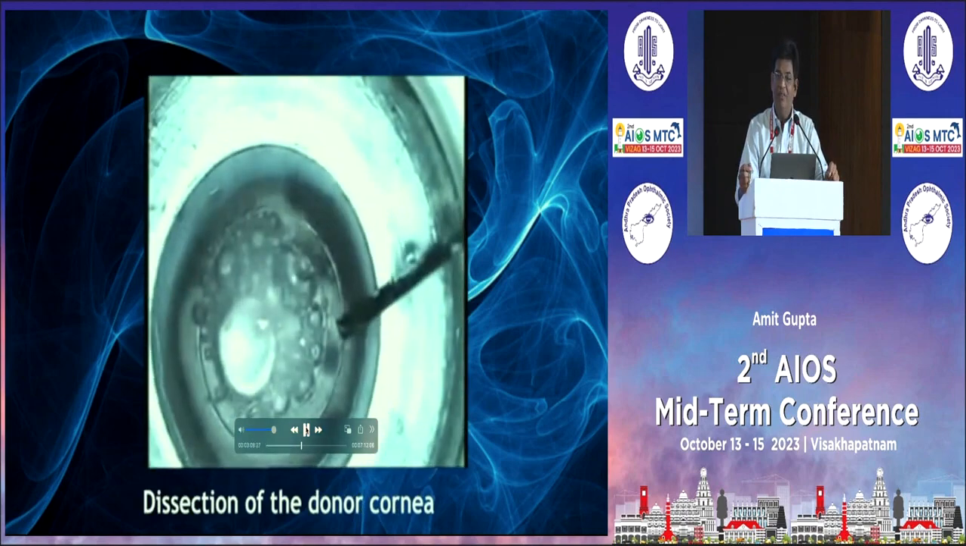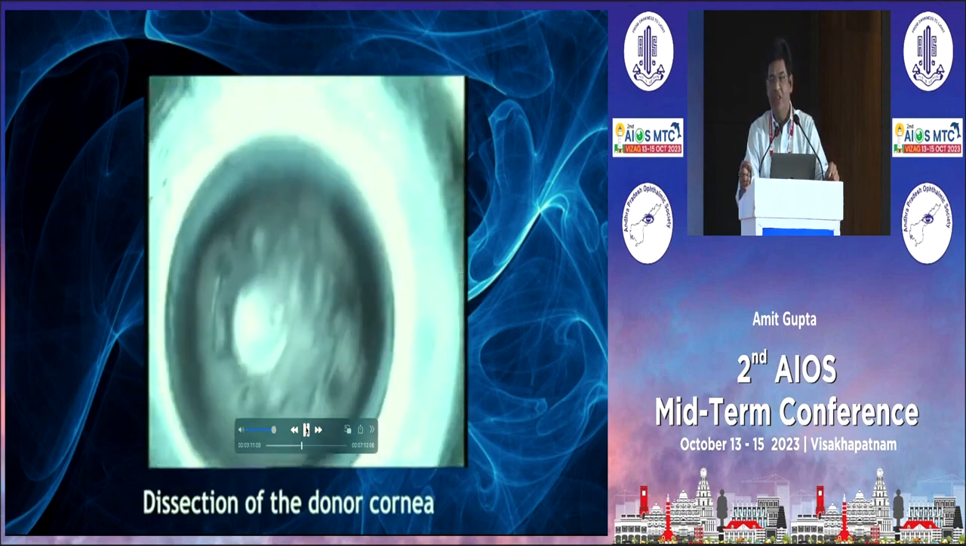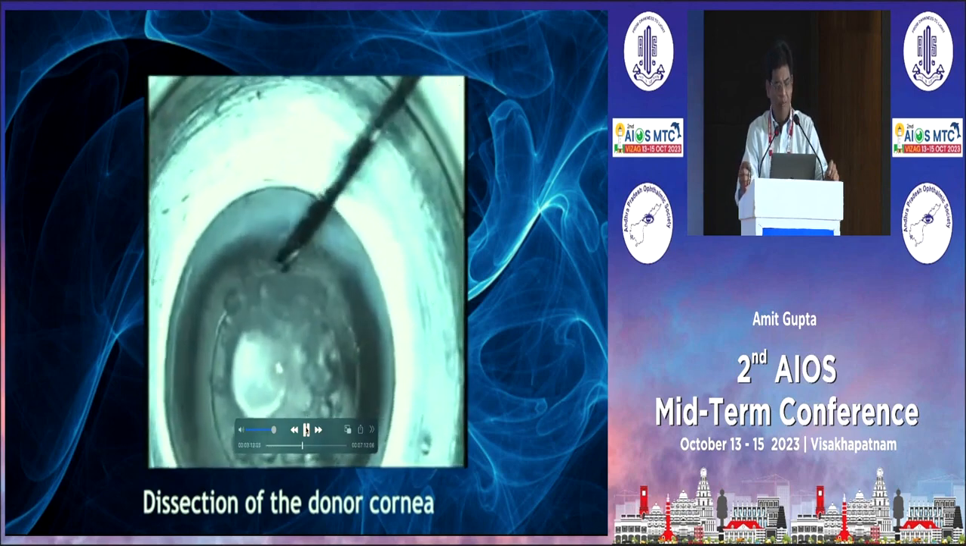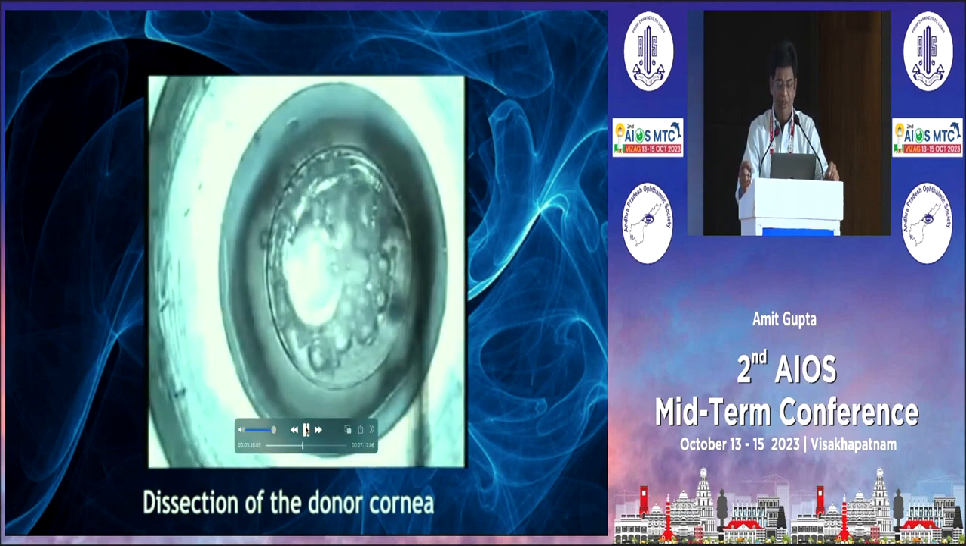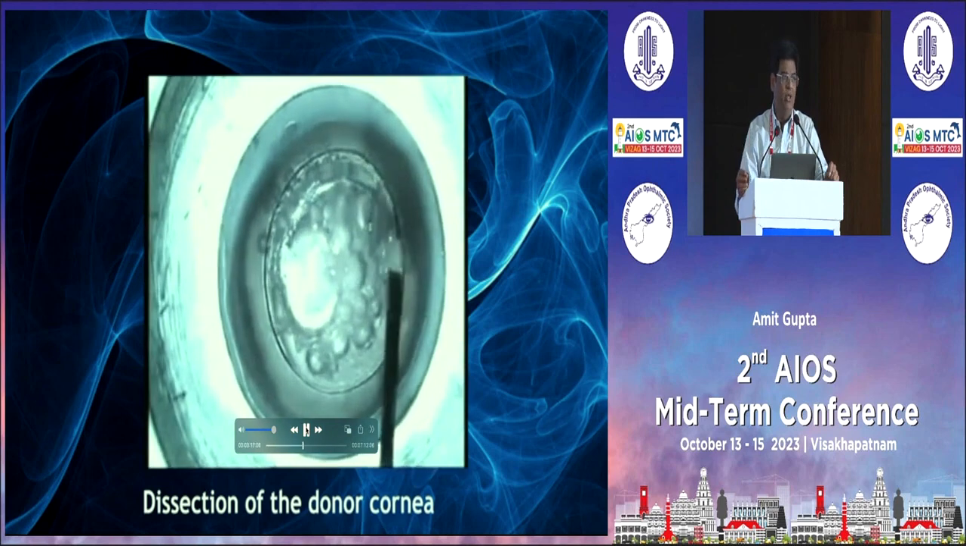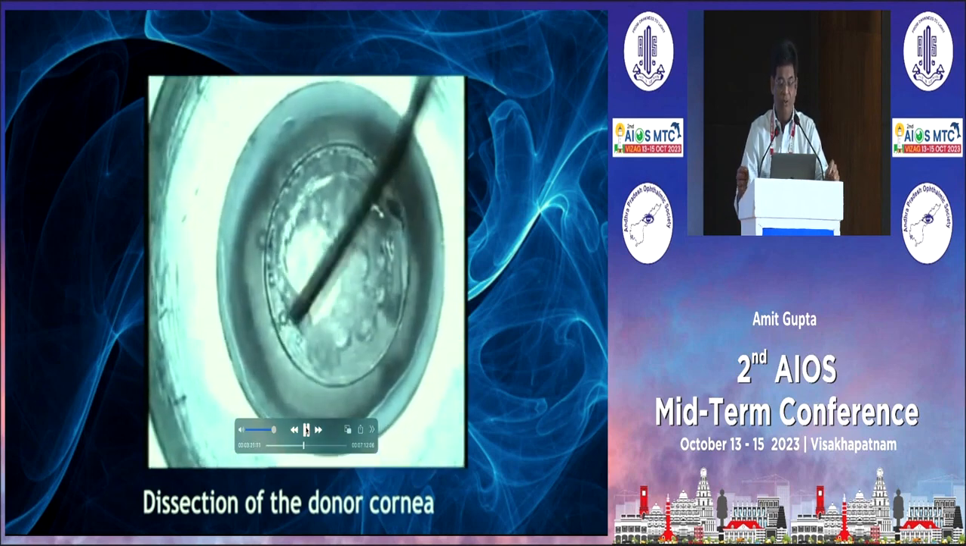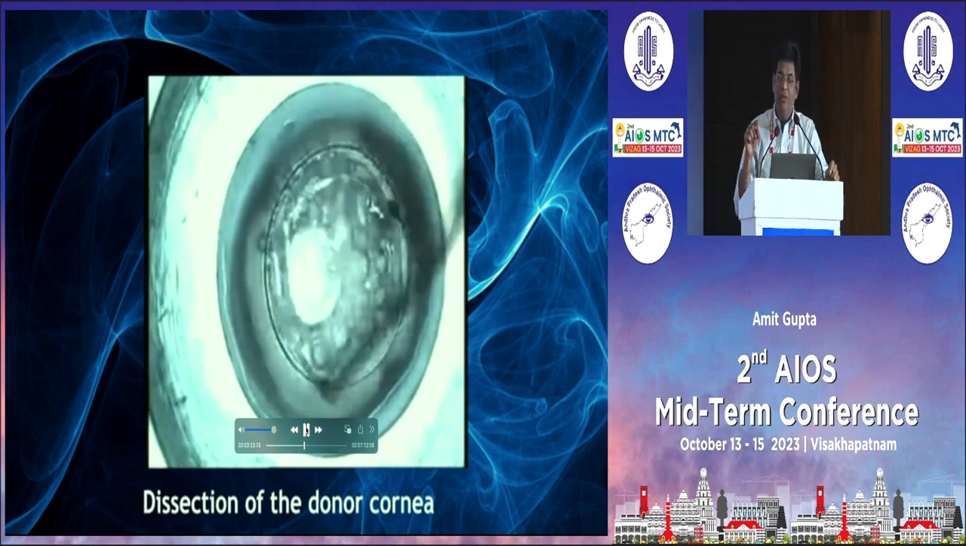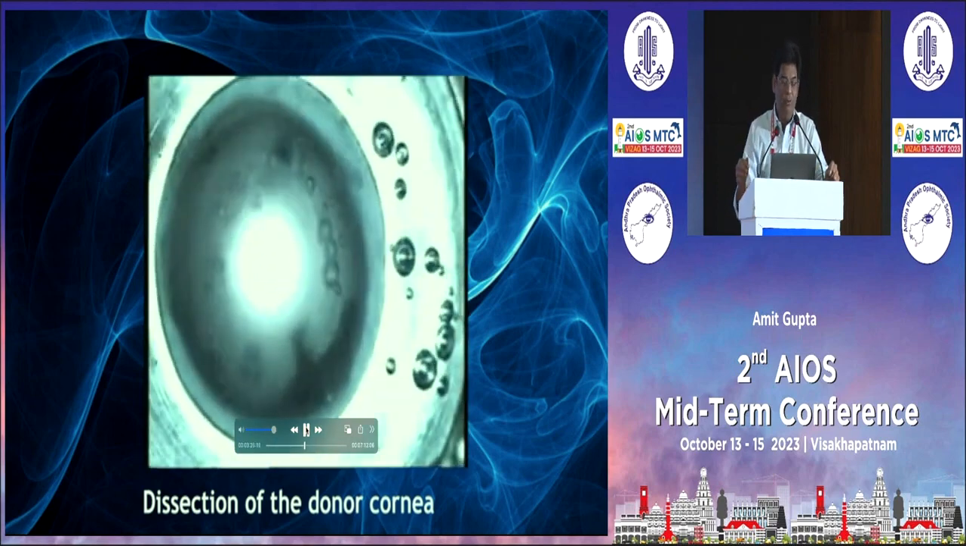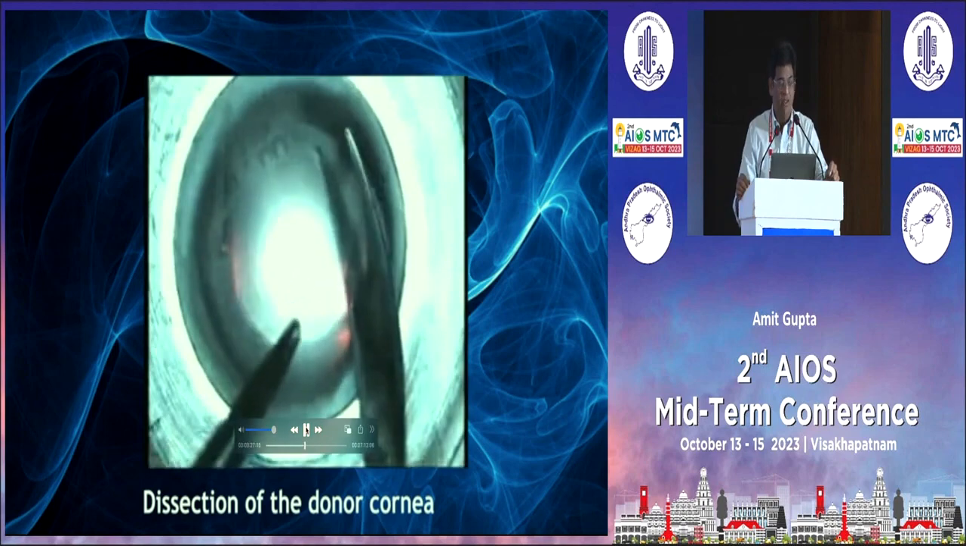Now what happens is that we very gently, using a Sinskey hook or some kind of a blunt instrument, have to just separate out the tissue. It doesn't require much force, and we should not overuse the force, because if you overuse it, you will create a kind of a lamellar pocket into the donor lenticule. This is not desirable.